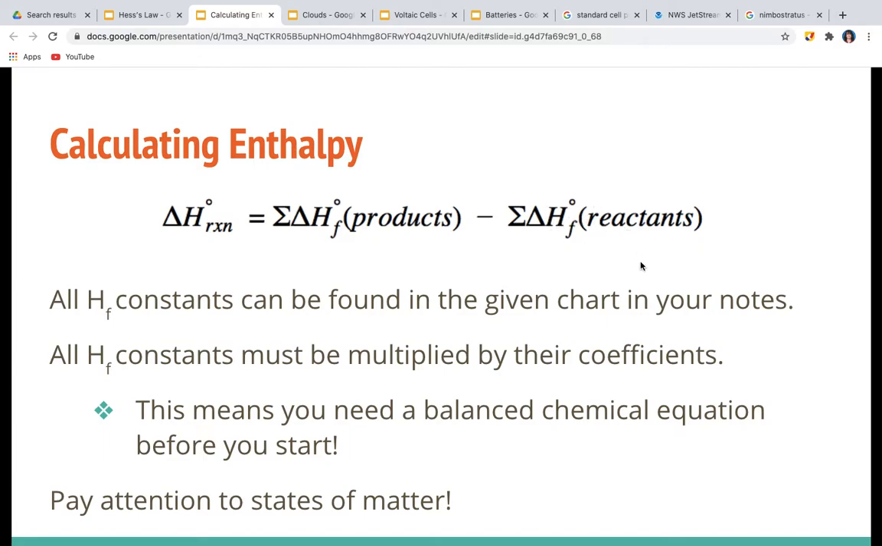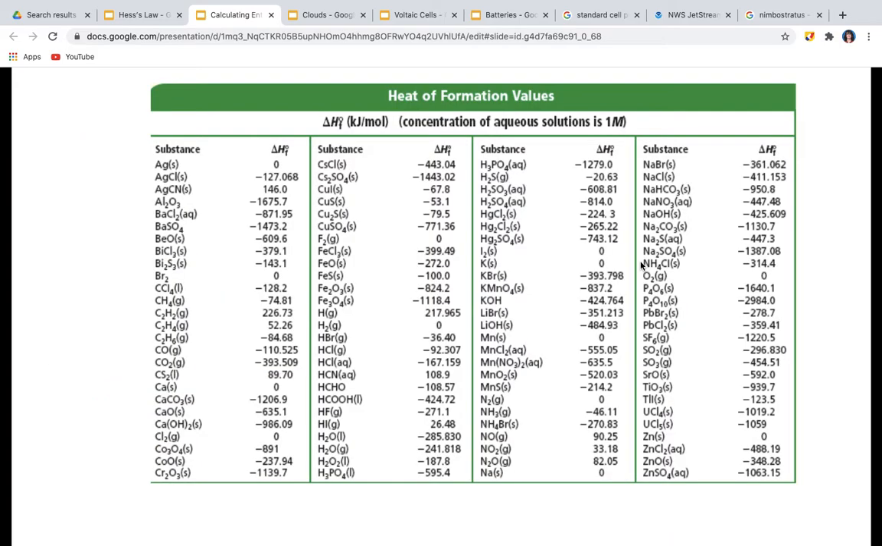All the enthalpy constants are in a given chart, which you'll find in your notes. They have to be multiplied by their coefficients. So you need to start with a balanced chemical equation. So hopefully we understand that now. And then we also need to pay attention to states of matter because the enthalpies of formation are going to be different depending on the state of matter that you have. Particularly if you're working with water, you really got to focus on what state of matter you're using.